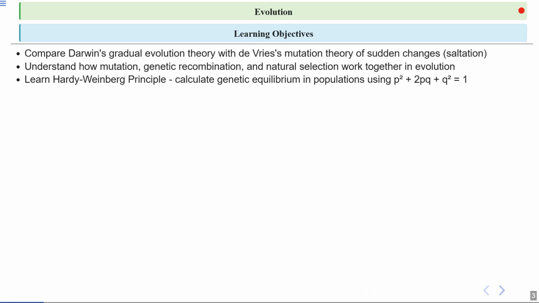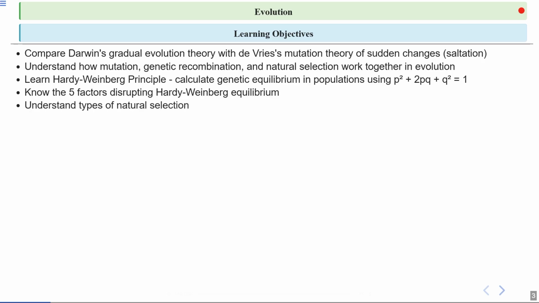We'll also talk about the Hardy-Weinberg principle, and the equation p square plus 2pq plus q square. We'll also understand how to calculate the genetic equilibrium in populations. Then we'll talk about the 5 factors which disrupt the Hardy-Weinberg equilibrium. In the end, we'll also be talking about the types of natural selection.